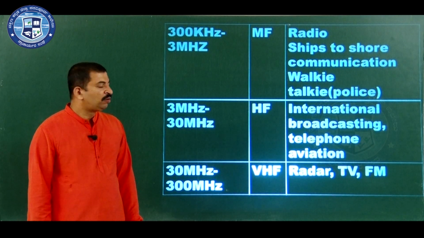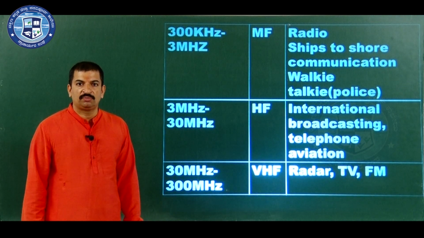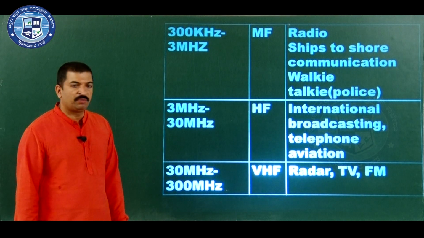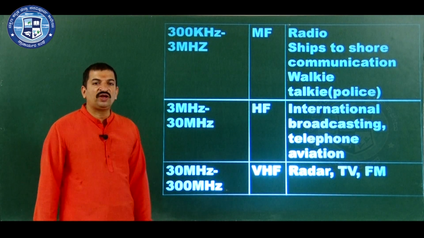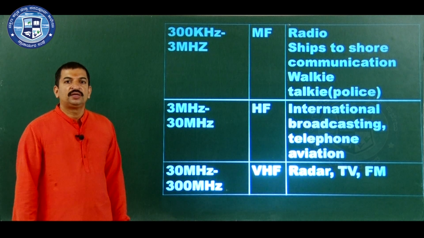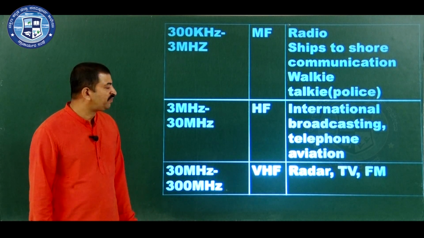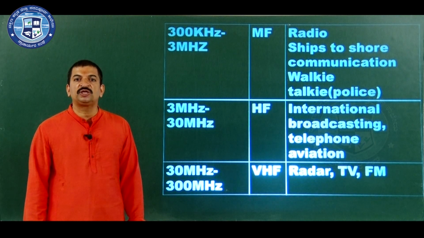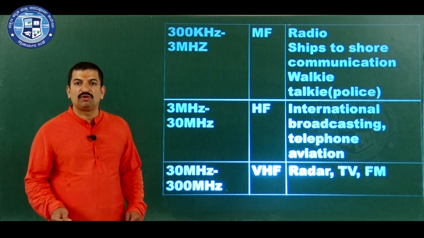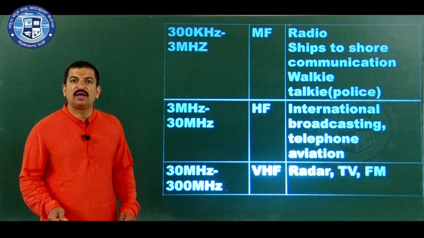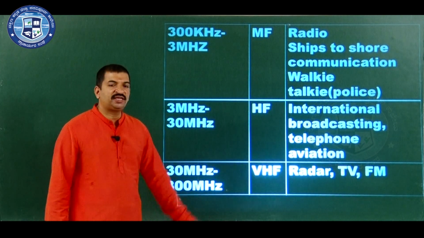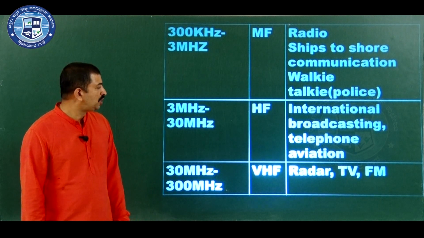And then walkie-talkie, policemen use this walkie-talkie. Police walkie-talkie is another application of the medium frequency band. And then the high frequency signal, 3 megahertz to 30 megahertz. These are called HF frequencies. These frequencies are used for international broadcasting purposes, to receive the radio waves from neighboring countries. The telephone lines also use the same frequency, and aviation systems use the HF band.